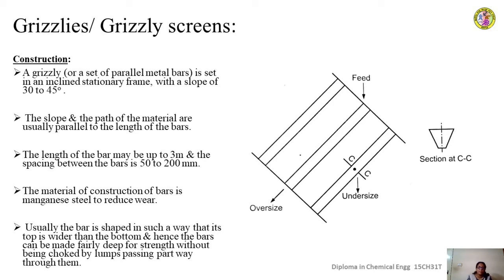So at the bottom you'll have a frame, and to that frame the bars are inclined at an angle of around 30 to 45 degrees. The slope and the path of the material are usually parallel to the length of the bar. The path of the material, meaning how the material flows over the screen, is usually parallel to the length of the bars. The length of the bars may be up to around 3 meters, and the spacing between the bars is around 50 to 200 millimeters.